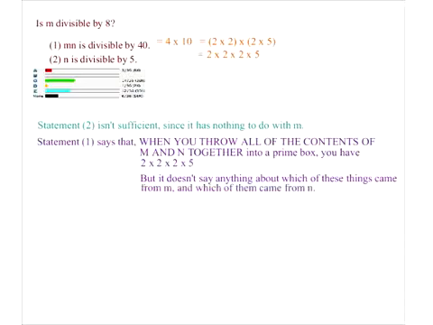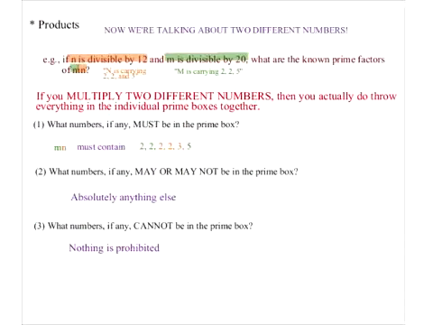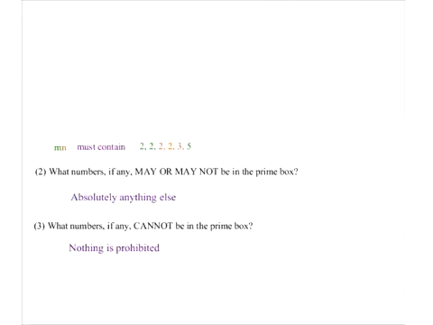Okay, so if we go back to our example of the product over here, the product prime box is formed from these two guys. So everything in here has to come from one of those places. But if I just gave you this, then you would have no idea where those numbers came from. I mean, they're color-coded right now, but if they weren't, then you would have no idea which of those came from M or N. Smiley face if that makes sense.